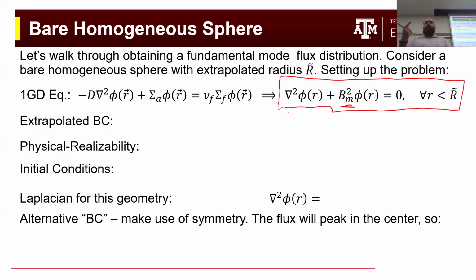And to solve this equation, we need conditions. For example, we need to know what our boundary condition is. In this case, because we said it's a bare sphere with this extrapolated outer radius, the extrapolated boundary condition means that our flux at that extrapolated radius is 0. If it's a vacuum boundary, then if we evaluate the flux at the extrapolated dimensions, there's a vacuum there, which means there's no neutron flux, so it's 0.